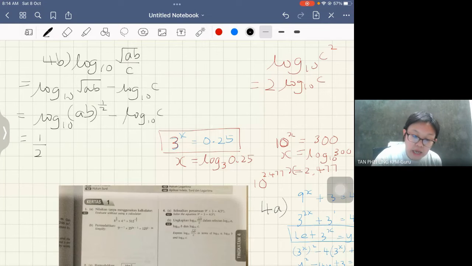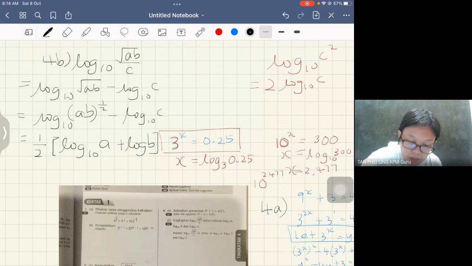And the half here is actually applicable to both A and B. So you need to put a bracket here, which is for log base 10 A, and then also plus log B, and then you minus, let me erase this off, log C.